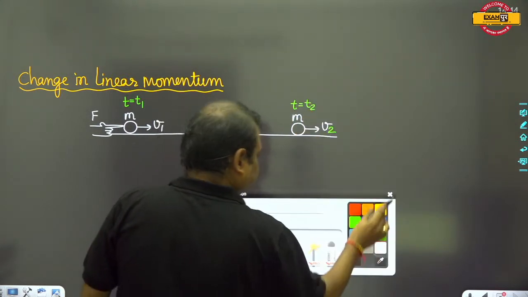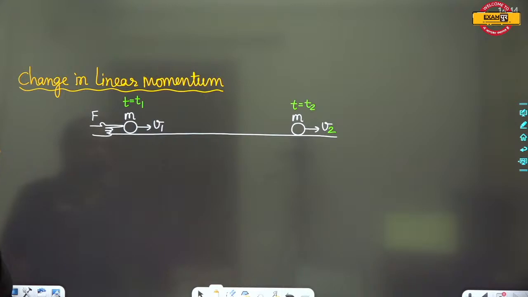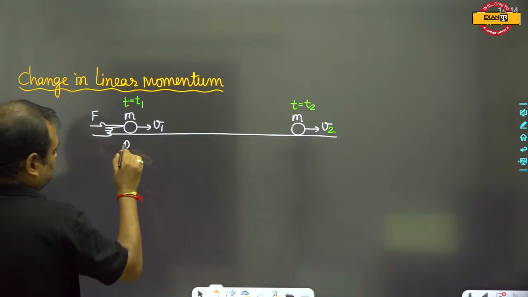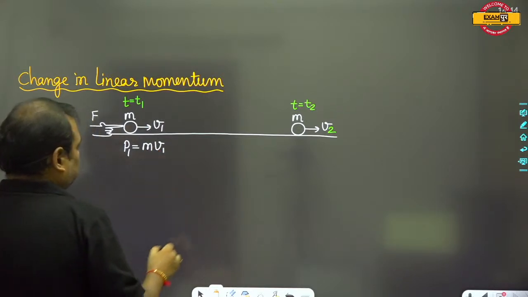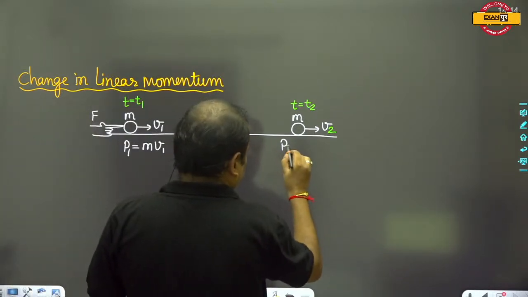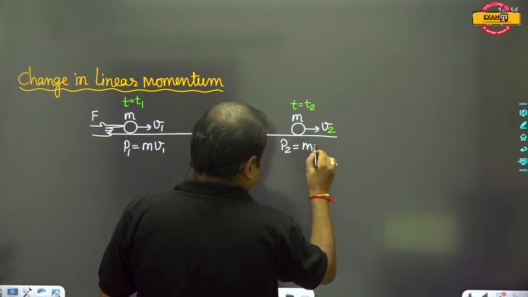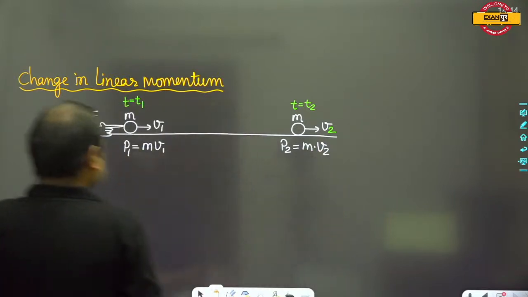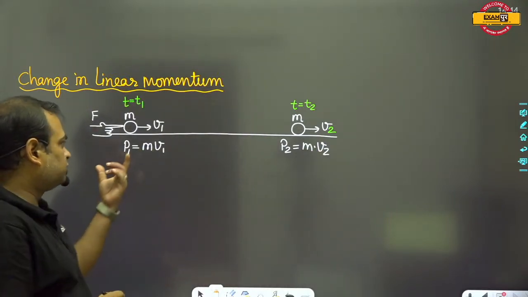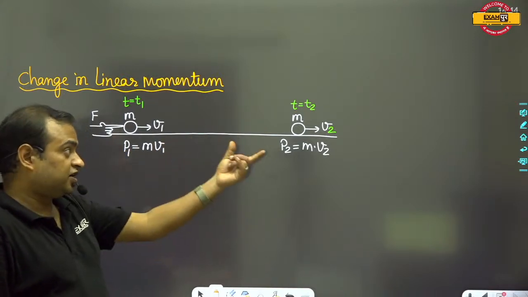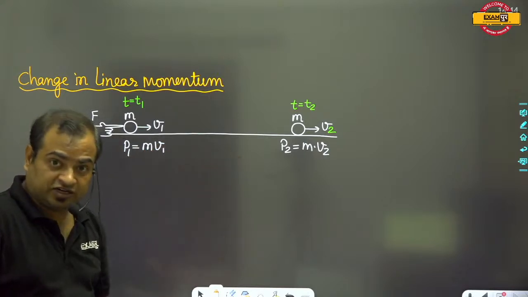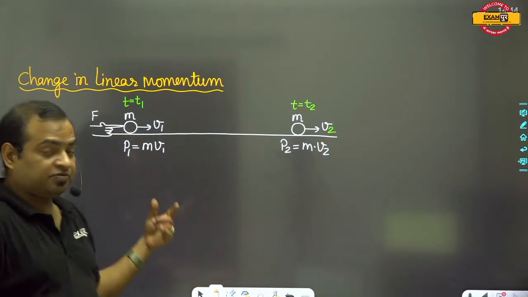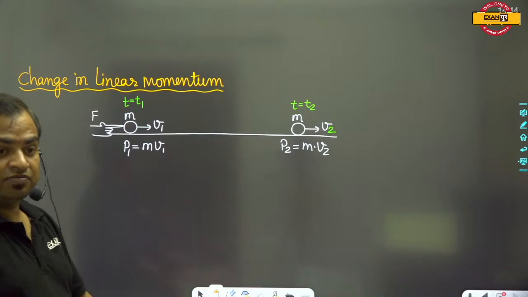Now the linear momentum at this point will be p1 is equal to m into v1, and p2 is equal to m into v2. So here we can observe that the velocity of the body has changed. That's why the product of mass and velocity will also change, and due to this there will be some change in the linear momentum.